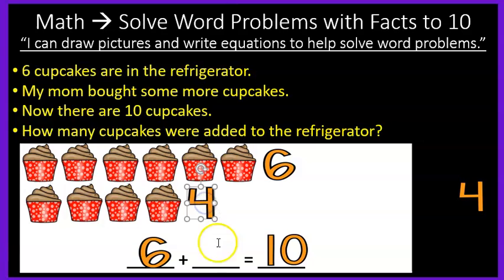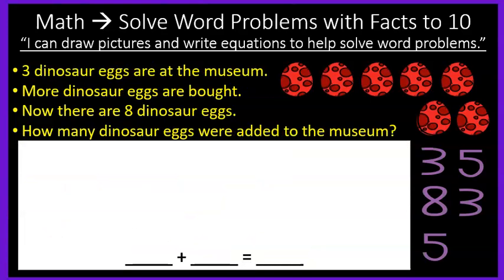We're going to put it here. And look at that. We found the number now that's here. So all we're going to do is put that number there. Now, boys and girls, how many cupcakes were added to the refrigerator? 4. So Mom bought 4 more cupcakes and she put it into the refrigerator with the 6 cupcakes that were in there. Now all together they're 10. Okay? Now, let's move on to another example, okay?